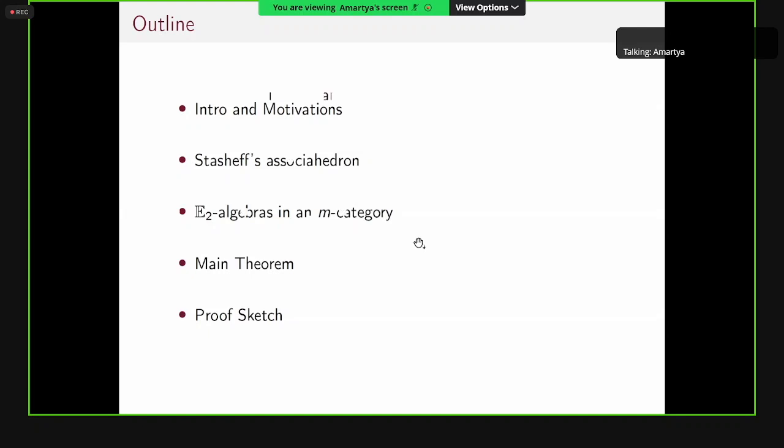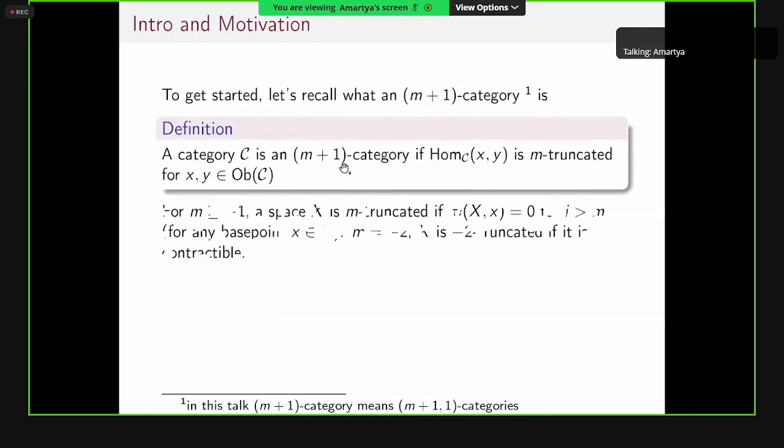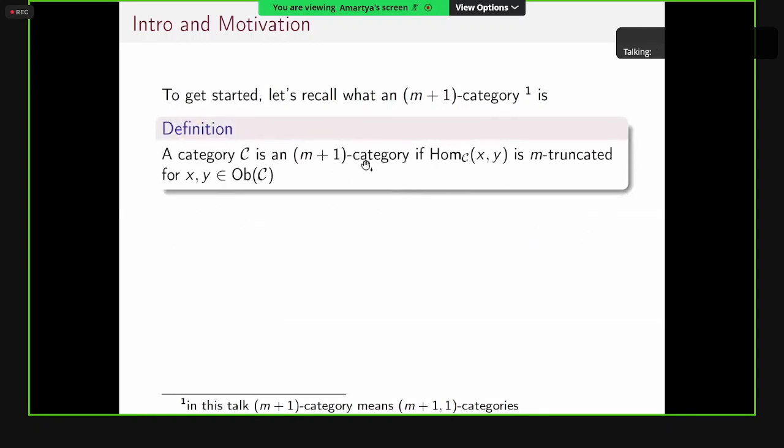So let's begin. An (m+1)-category means an (m,1)-category in the typical notation that we have. Let's recall what that is. A category C is an (m+1)-category if the Hom set, the space of morphisms, is m-truncated for any two objects.